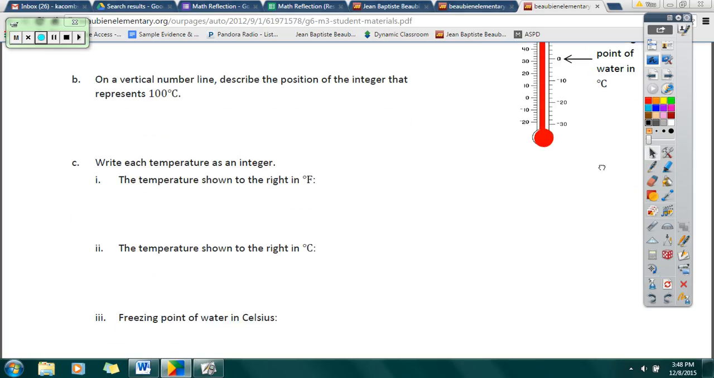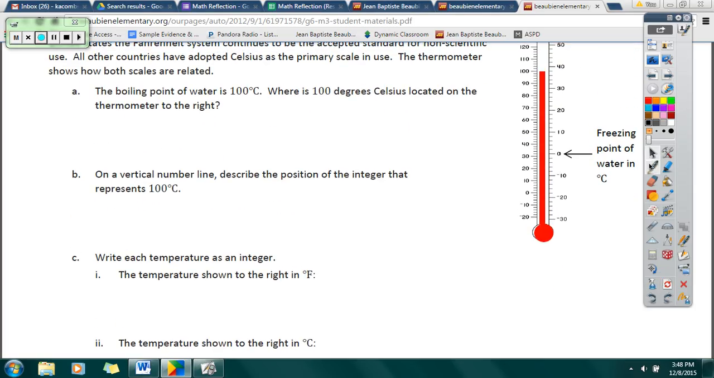Write each temperature as an integer. So the first one we need to know is, what's the temperature in Fahrenheit? As you can see, the thermometer lines up with the 100 degrees Fahrenheit, so we would have 100 degrees. Now write it as Celsius. So if I took that line and went all the way across, I would end up right here.